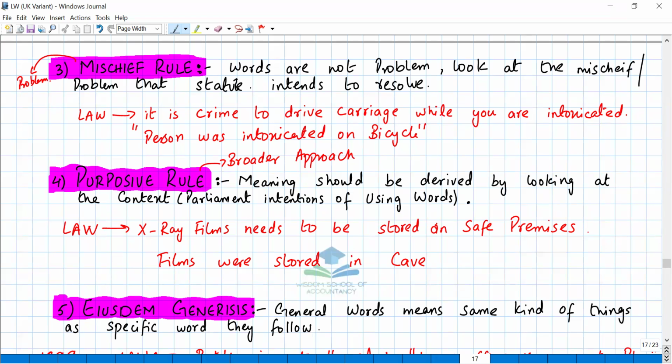The problem that the law was trying to resolve was that nobody could drive on the road while intoxicated, because he can harm others, right? A person on a bicycle who is under the influence of alcohol can also damage others. He can also be the cause of an accident. So that person who was intoxicated was then charged with a penalty or imprisonment. Okay, so this is the mischief rule.